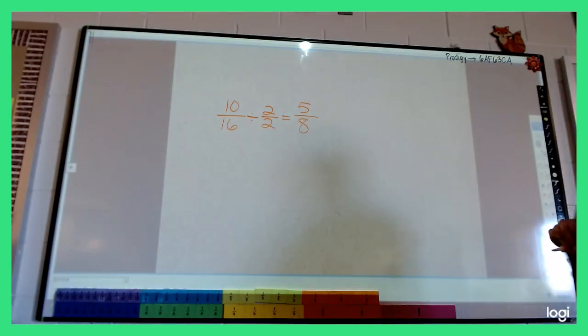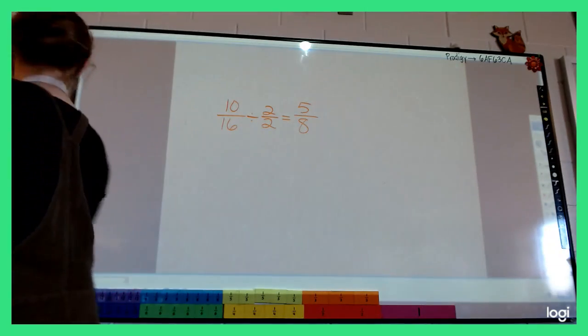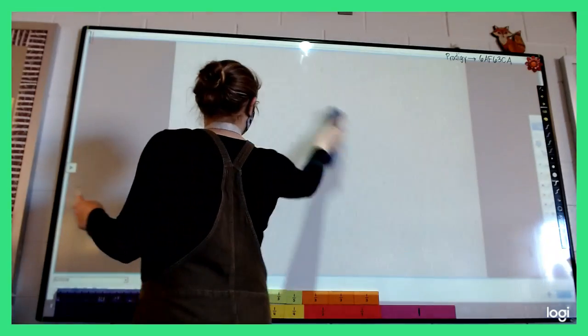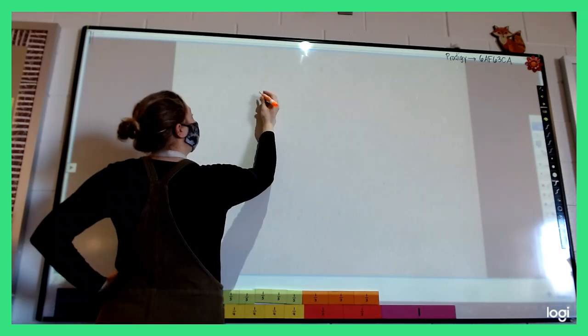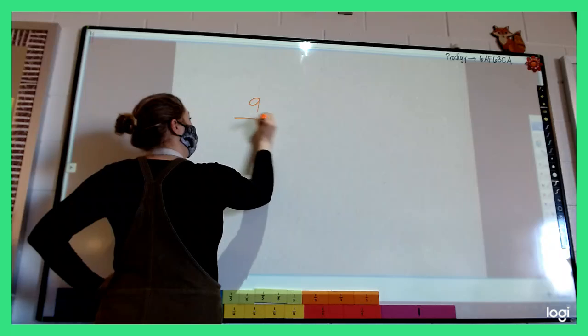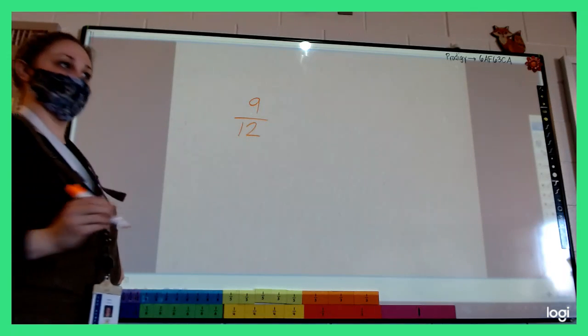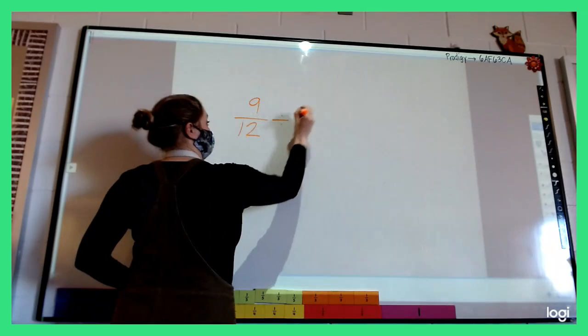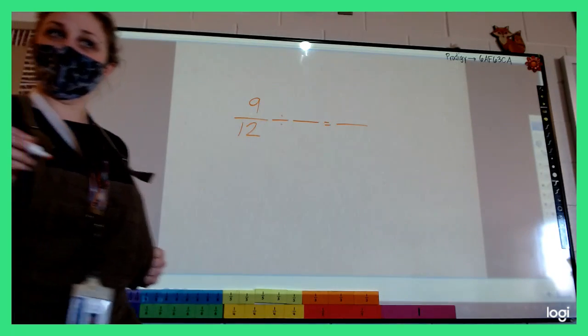All right, let's try another one where we can use a number other than 2. Yeah, like 3. All right. Let's do 4. 9/12. Please write that down. We know we're going to have to divide it by something over something to get our reduced fraction. You can go ahead and set up your work.